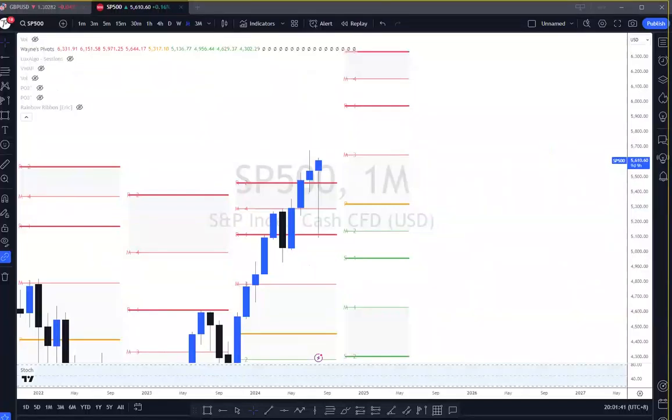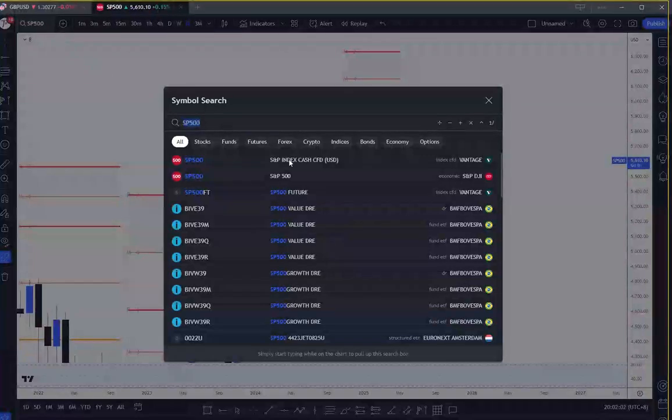Okay, so as always, we are using the TradingView tool. This is available on the desktop, mobile, and as well as on the web browser. So we will be looking at S&P 500. If you're trading the S&P 500, you will want to be looking at this index cash CFD that's offered by Vantage. There are variants of how you can trade the S&P, but if you are trading through Vantage, this is the one that you'll be looking at.